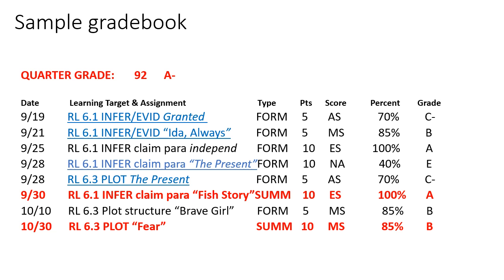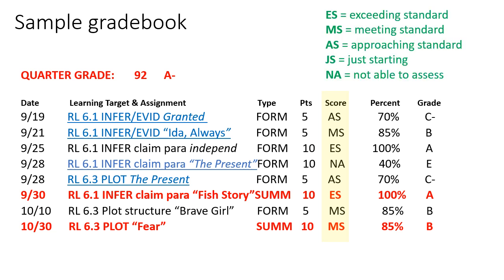Then there's the assignment of points. This only matters for summative assessments, but points affect the weight of the assignment. The score is what you should focus on. The score codes say whether you're exceeding, meeting, approaching, or just starting the standard. NA stands for not able to assess. The percent and the grade are attached to the score.